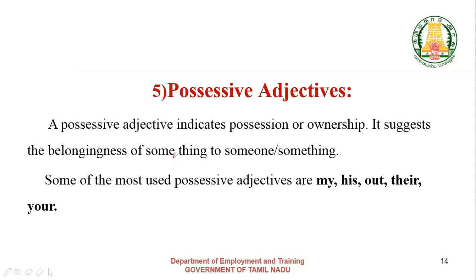And the next type is possessive adjectives. The meaning for the word possessive is nothing but one's own. A possessive adjective indicates a possession or ownership. It suggests the belongingness of something to someone.